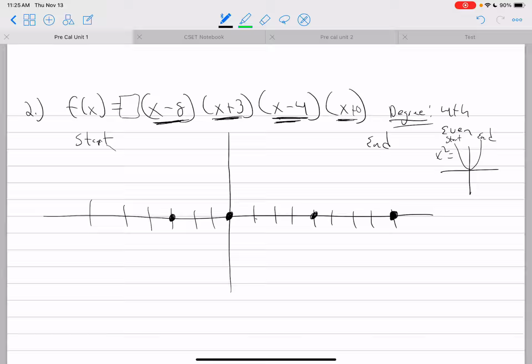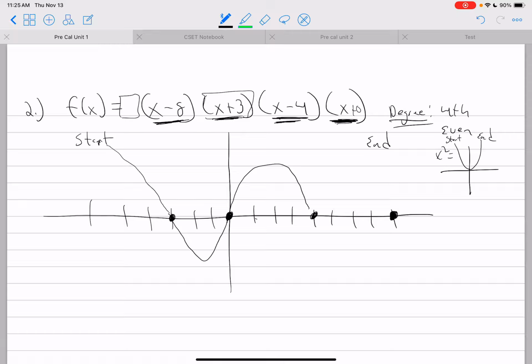So I'm going to go down with the first one. What is this? This is 1, 2, 3. This root is single. So I'm going to go through. I'm going to come back. Now I'm hitting this root. It's a single root, so it's going to go through. Then I'm going to come back.